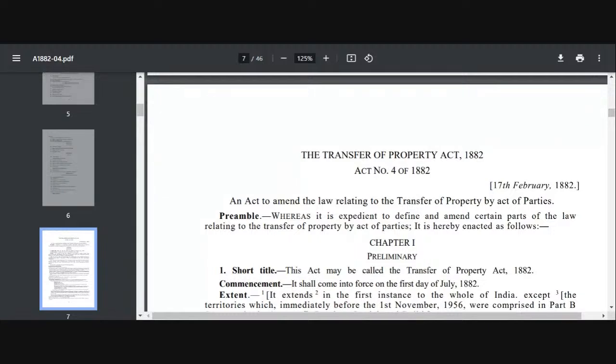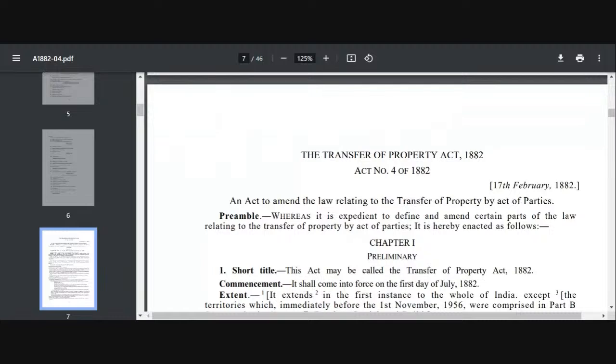It is saying transfer by act of parties. If you can see the first line, an act to amend the law relating to the transfer of property by act of parties. So it's very important to understand that this is an act to amend the law relating to transfer of property by act of parties. Now, the thing which comes here is by act of parties.